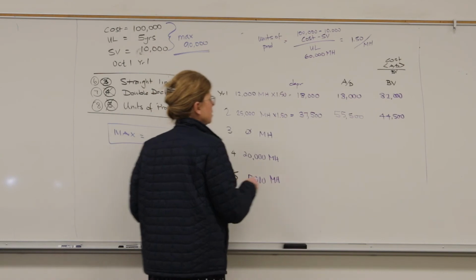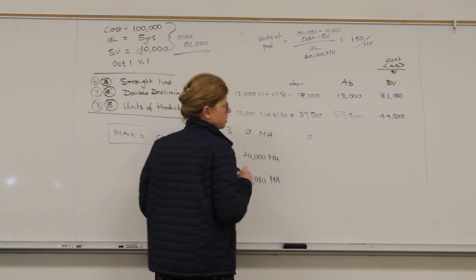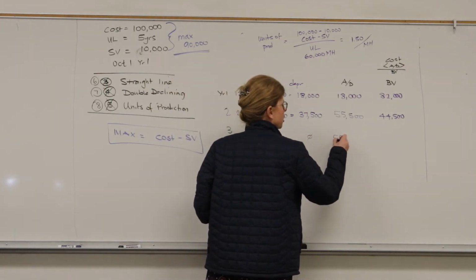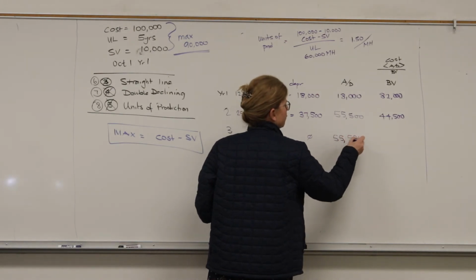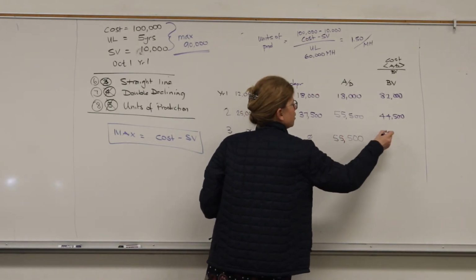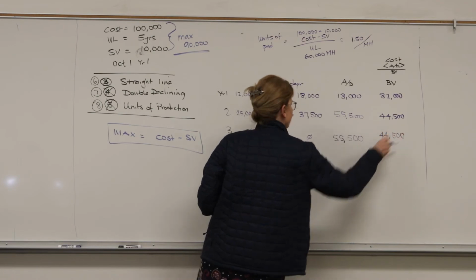So when I don't use it in year 3, my depreciation is 0. My accumulated depreciation is still $55,500. My book value is still $44,500.